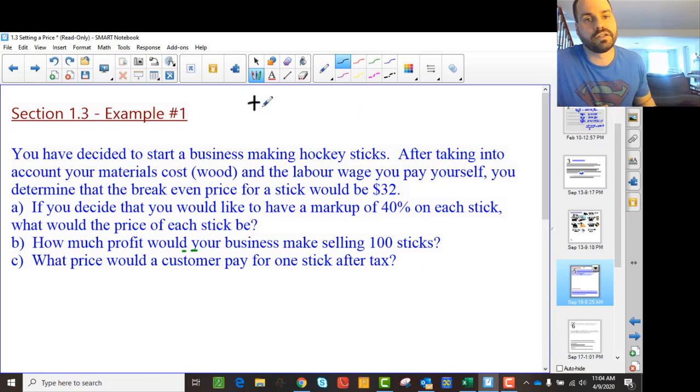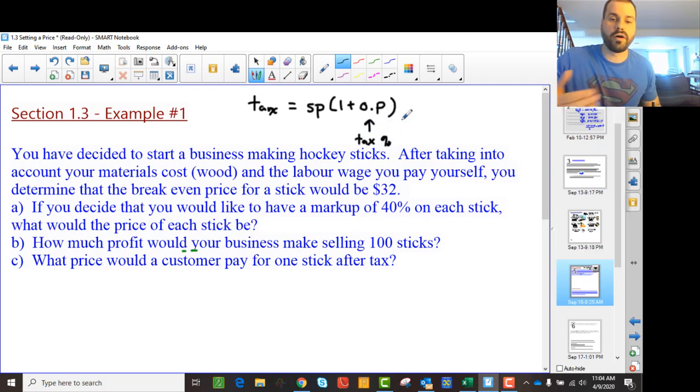So tax is just your sale price, whatever your sale price is, and then multiplied by 1 plus the tax percent and expressed as a decimal. All right, where that's the tax percentage. So usually you're going to mark up the product and then you're going to add tax to it after that.